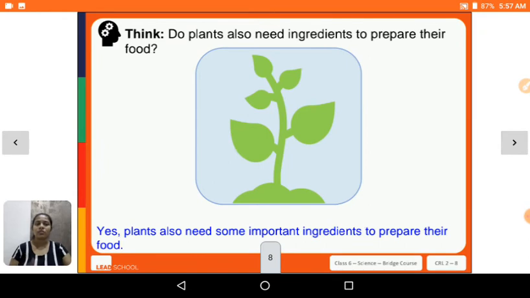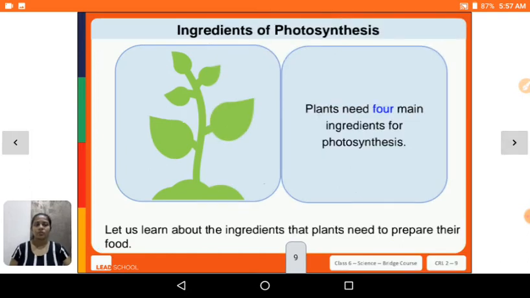Yes, plants also need some important ingredients to prepare their food. Just as we need ingredients, plants also need ingredients. So plants need four main ingredients for photosynthesis.